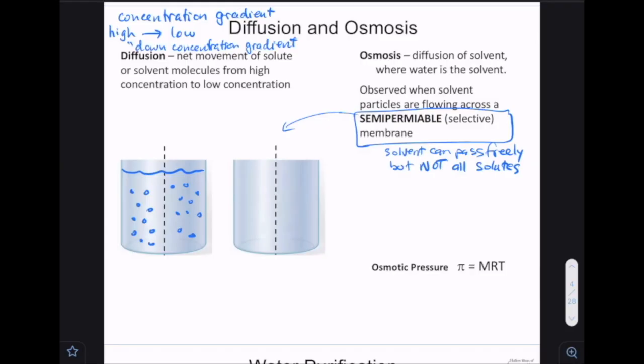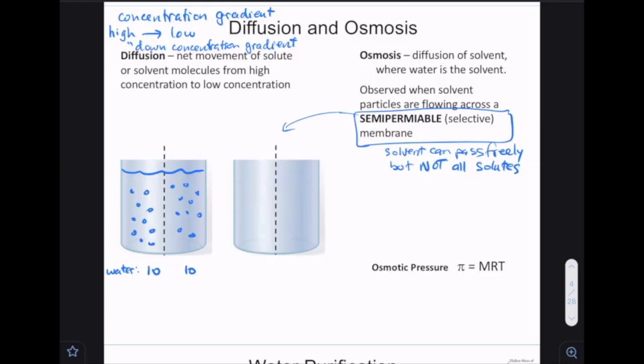So if I were to use this as a concentration of water on one side or the other, I've got 10 molecules of water over here, and I have 10 molecules of water over here. All right, it's even. If I started with 8 and 12, well, the water can pass freely. So eventually we're going to get to 10 and 10 here.